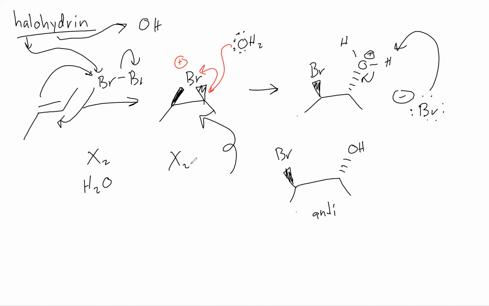So just one more time, I'm going to go over it. We're going to do syn and anti when we have a carbocation intermediate. We're going to do only anti when we have a bridged halonium ion intermediate. Okay? Does that make sense to everybody? All right, perfect.